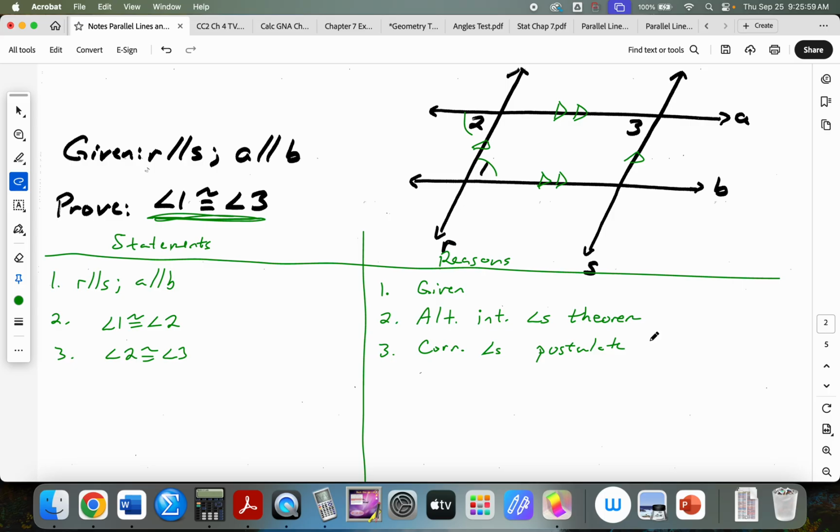And the reason it's a postulate is because at the beginning we just said, these look like they're the same size, and we're all going to agree that they are. So now, look what I've got. Angle 1 is congruent to angle 2, and angle 2 is congruent to 3. If I know those two things, what should be true about 1 and 3? Yeah, angle 1 is congruent to angle 3.